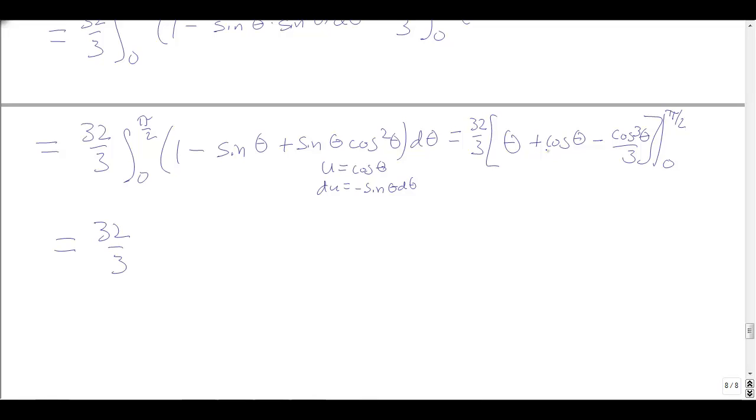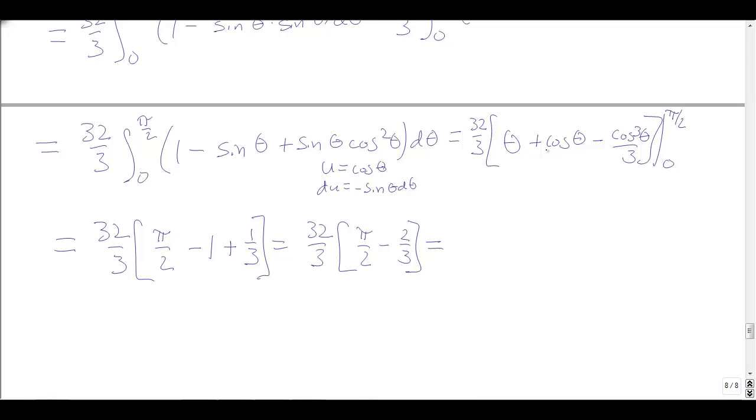So we get 32 over 3. So you do the pi over 2, we get pi over 2 from theta. Cosine of pi over 2 is 0, so the next two terms are 0. When we plug in the 0, we get a 0 for theta. Cosine of 0 is 1, so we get a minus 1. And then we get a minus negative, which is plus 1/3. Again, cosine of 0 is 1. So we can clean this up a little bit. We get 13/3 times pi over 2 minus 2/3.